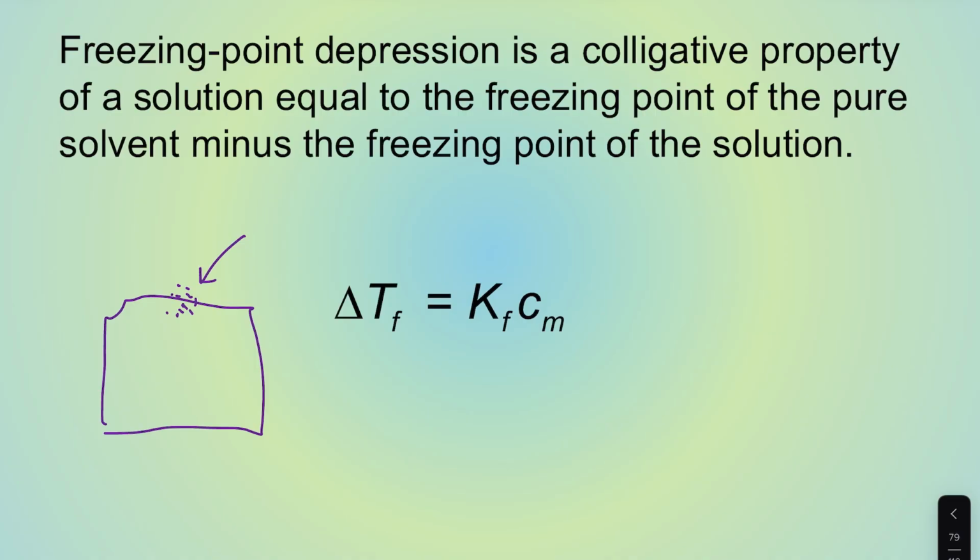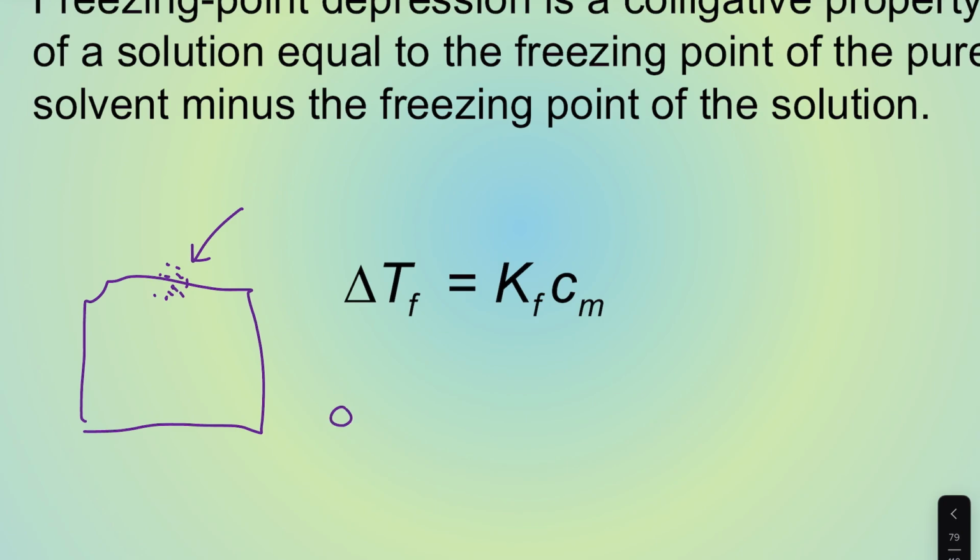And that is not because you are adding more interactions. You definitely are adding more interactions, but you're also disrupting the crystal lattice. So if you've ever seen a snowflake before, you know that water likes to make nice hexagonal shapes.